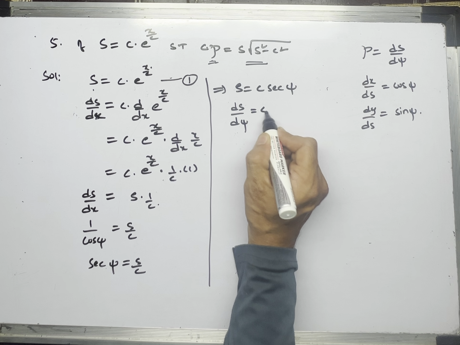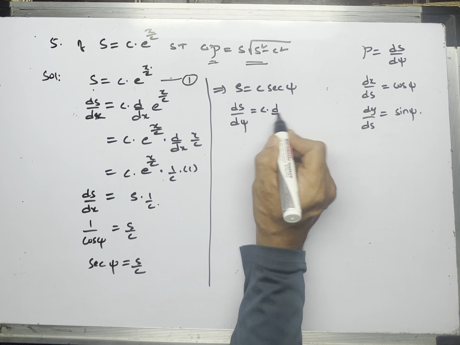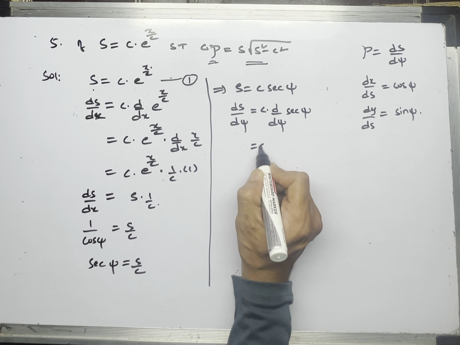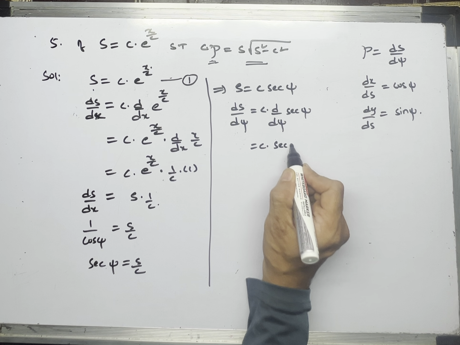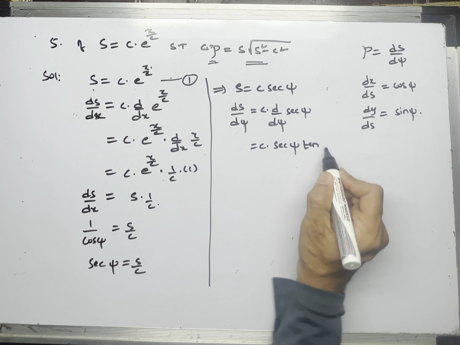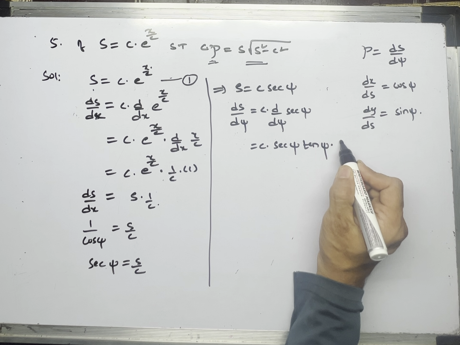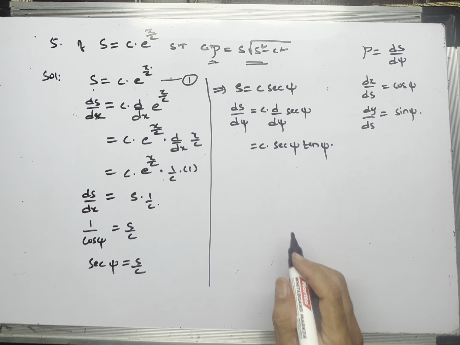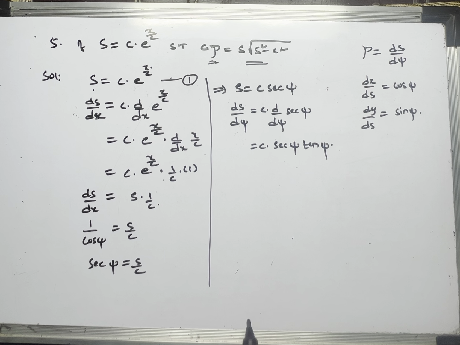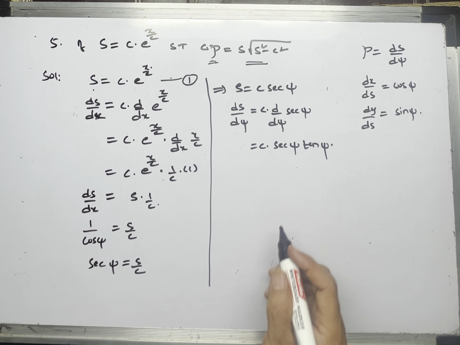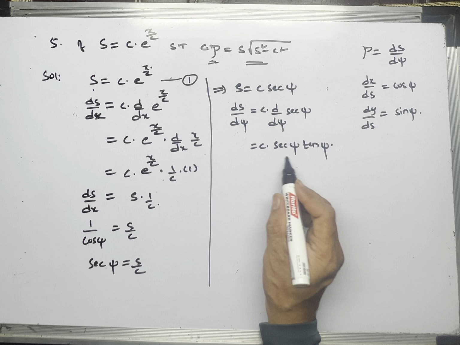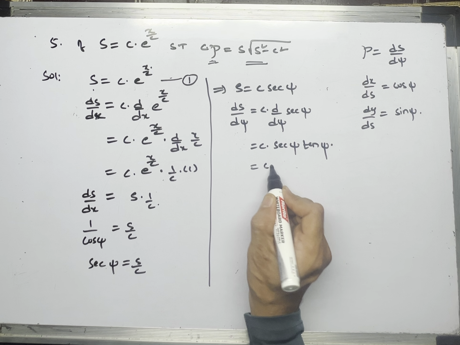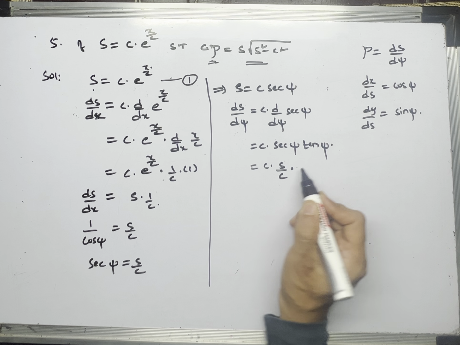as we have done for the first and second problems, same thing. C into differentiating this with respect to psi. The derivative of secant is secant tan into nothing, because we have to differentiate with respect to psi itself. Now in this one, secant, can we replace secant? We got secant psi equals s by c. So you can substitute it.